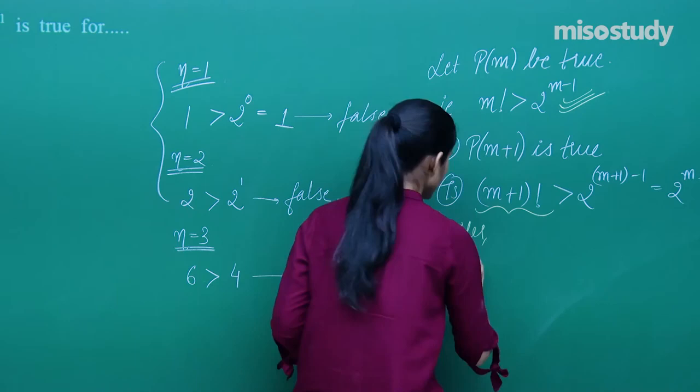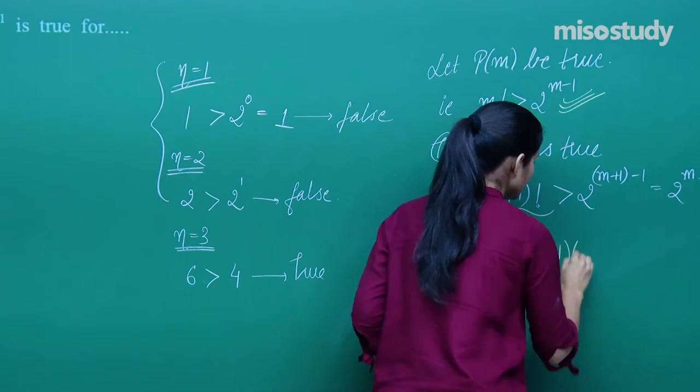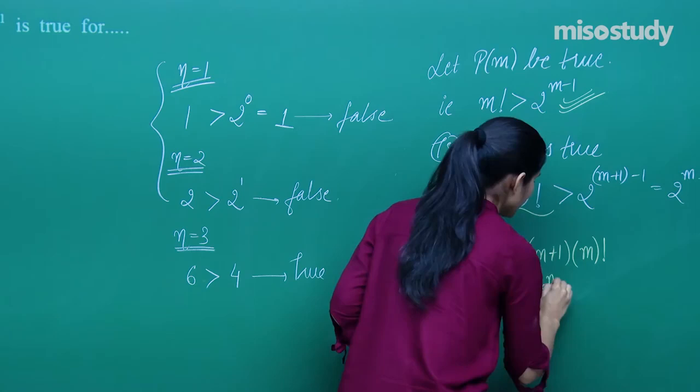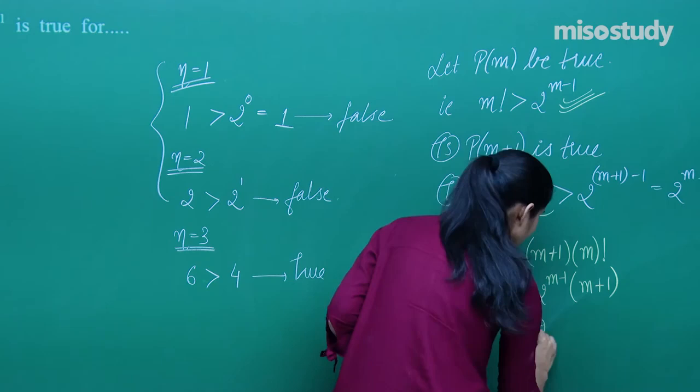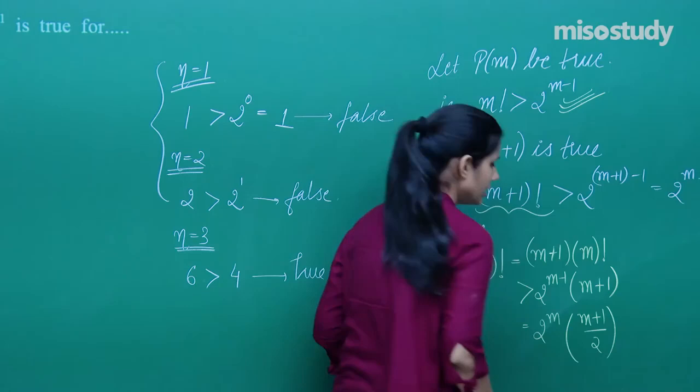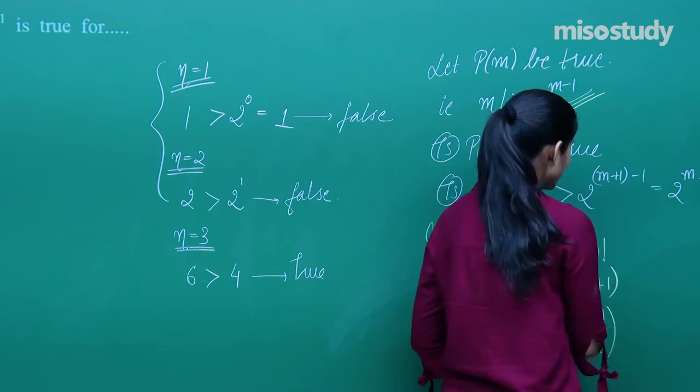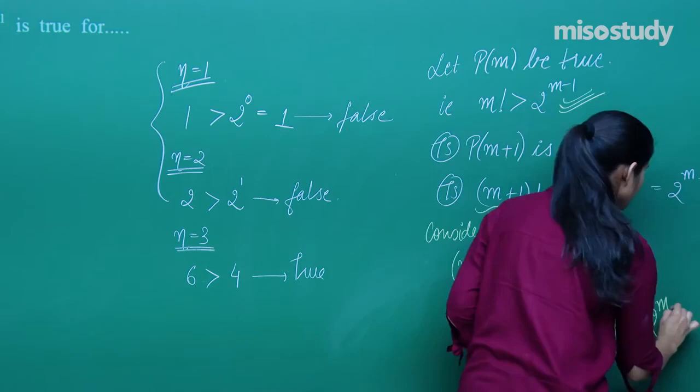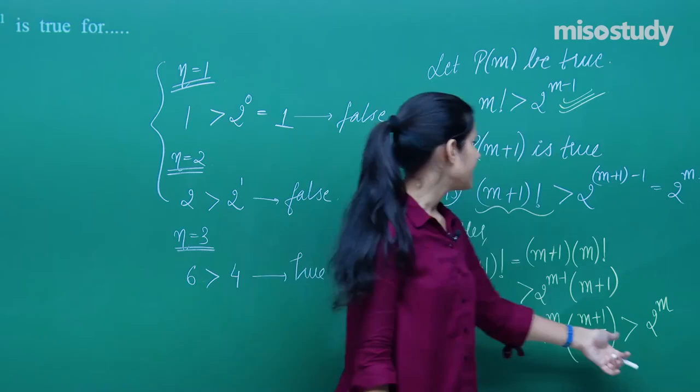Consider (m+1) factorial. This is (m+1) into m factorial. m factorial is greater than 2 to the power m minus 1. 2 to the power m minus 1 can be written as 2 to the power m upon 2. Obviously, m is a natural number. (m+1) upon 2 is not a natural number, but (m+1) upon 2 is a positive number. 2 to the power m into this is clearly greater than 2 to the power m. Right? And therefore, (m+1) factorial is greater than 2 to the power m. That means P(m+1) is true.